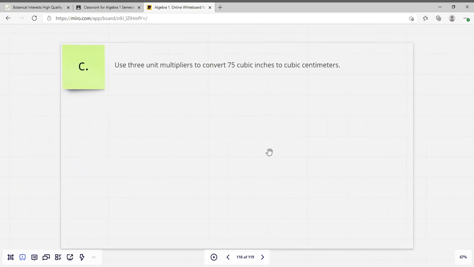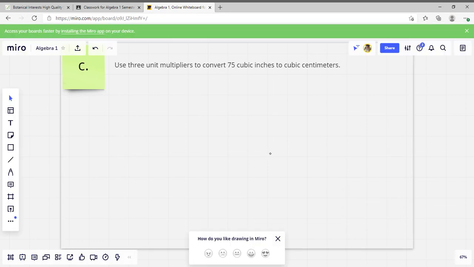Use 3-unit multipliers to convert 75 cubic inches to cubic centimeters. Here we go. All right. So we're going to write 75 inches over 1. So we got 75 inches to the third, and we're going to centimeters. There are 2.54 centimeters equals 1 inch.